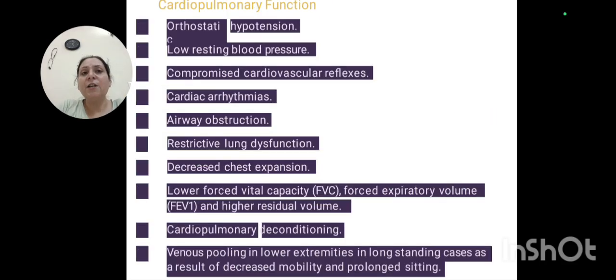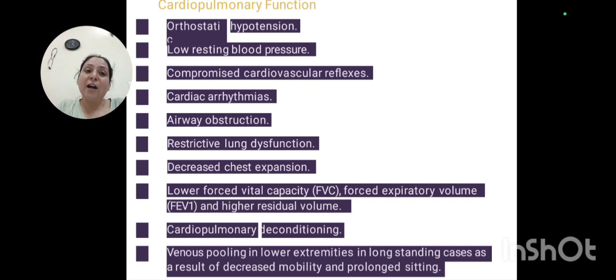Cardiopulmonary function. Now again, the cardiac function has also been affected: orthostatic hypotension, a decrease in BP, lowering of resting blood pressure, cardiac arrhythmias, and increase in heart rate. Airway obstructions because of pneumonias we have seen, restricted lung diseases, and the chances of lack of chest expansion.